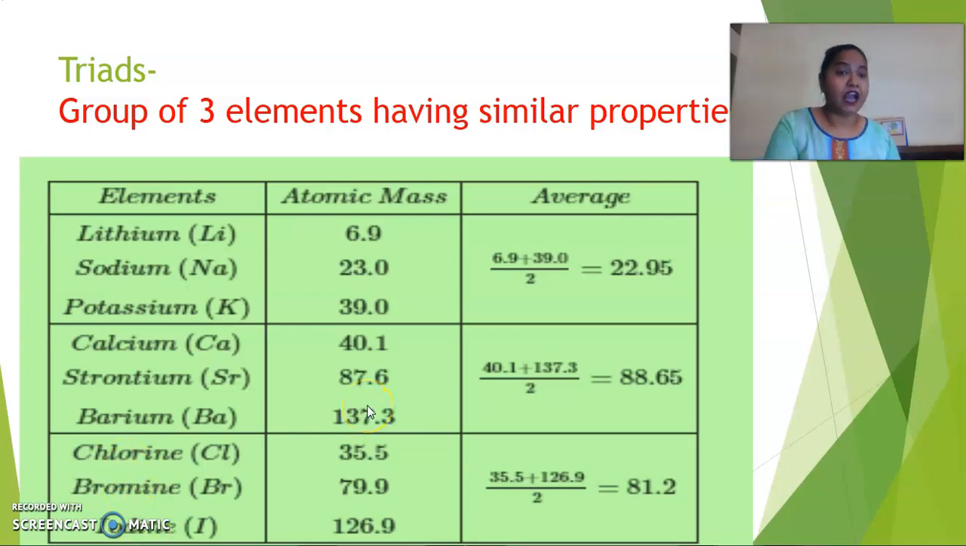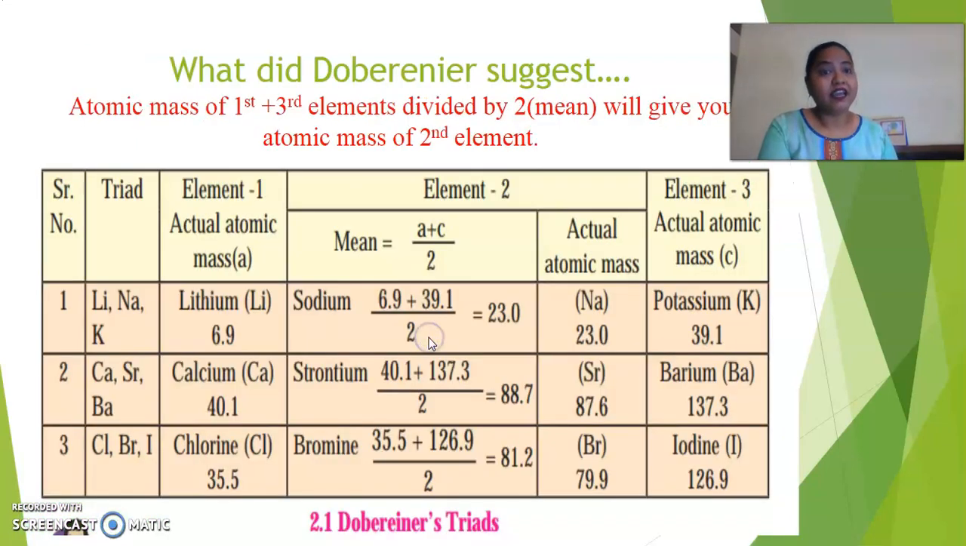What did he say after making these triads? He said that the atomic mass of the first plus the third element, if divided by 2, will give you the atomic mass of the second element. That means he said that the mean of the atomic mass of the first element and the third element in a triad will give you the atomic mass of the middle or the second element.